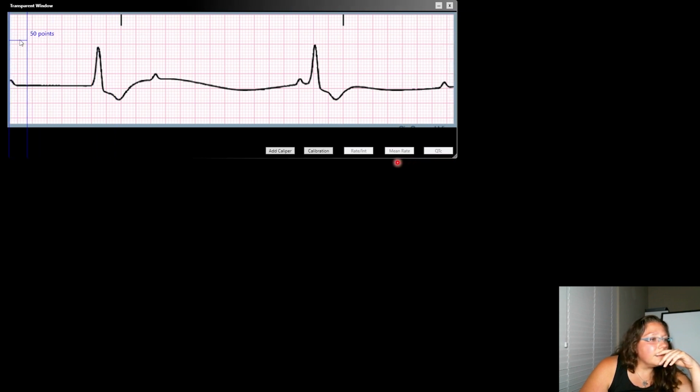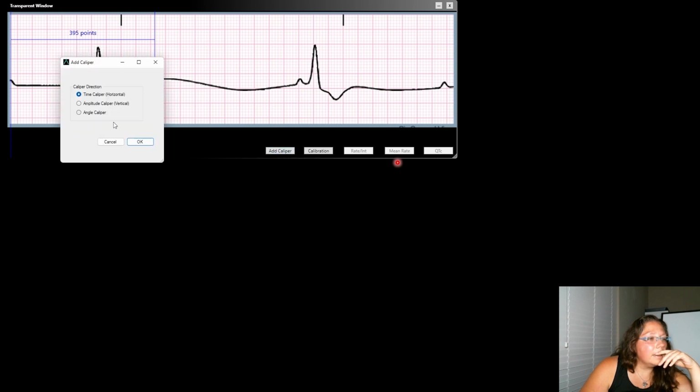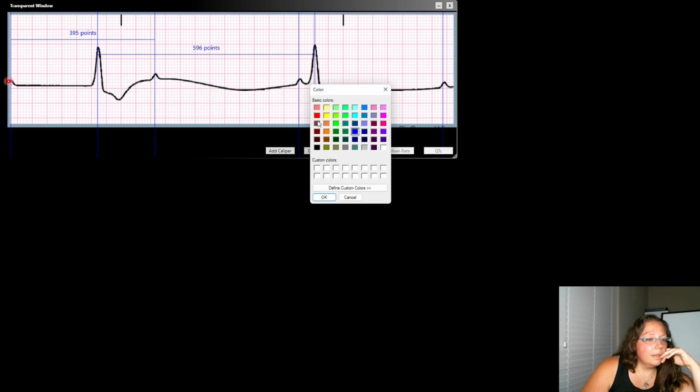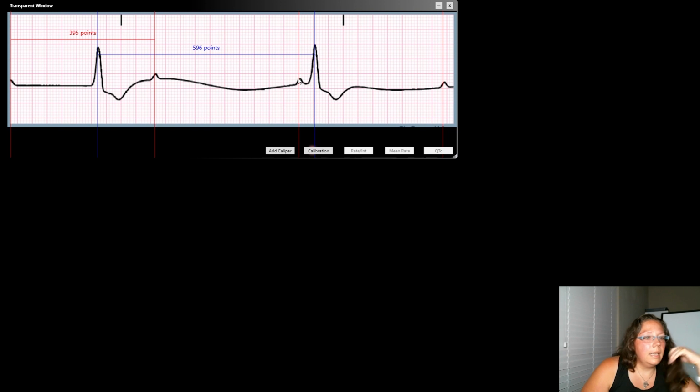I think this is a P wave over here, so we'll do P wave, P wave. We're going to add another caliper. We'll do QRS, QRS. Let's march out this guy first. So you can see this, you've got P wave, P wave, P wave, and P wave.